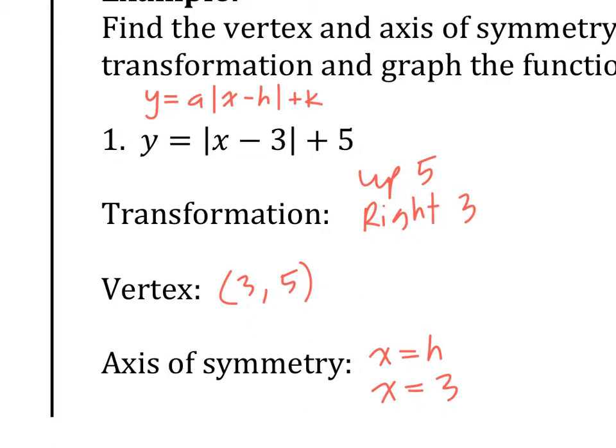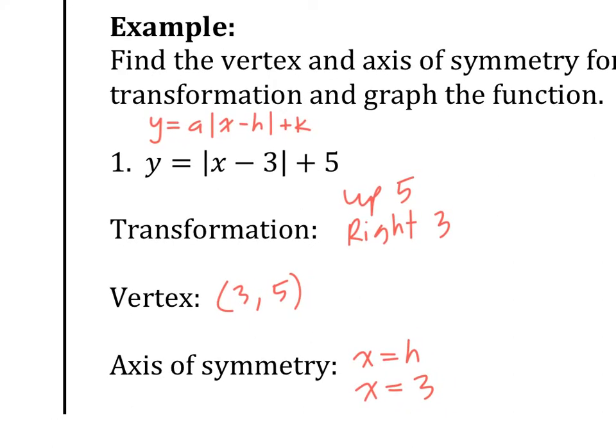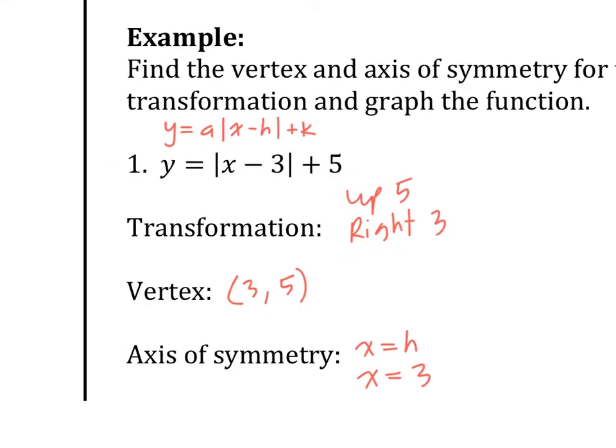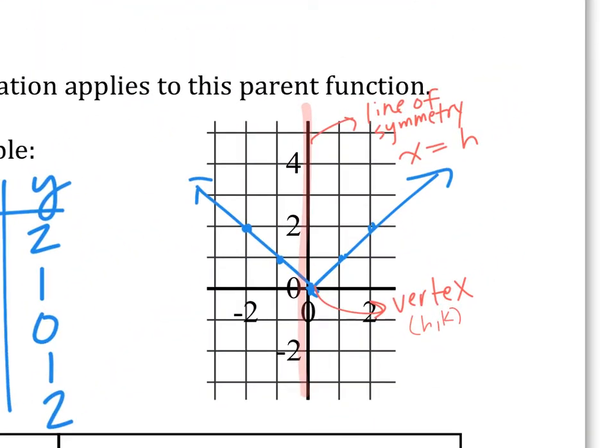All right, how does this transformation actually work? Basically, they're saying take this original function and move it up 5 and then right 3. On your Notability, you can just grab and move it. But basically, I'm going to take every single point and go right 3, up 5, and then graph it. So this is the whole idea of moving a parent function.